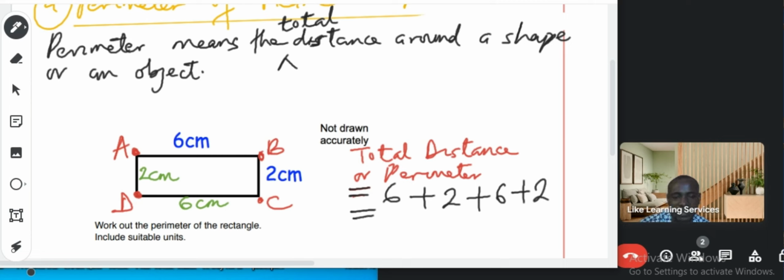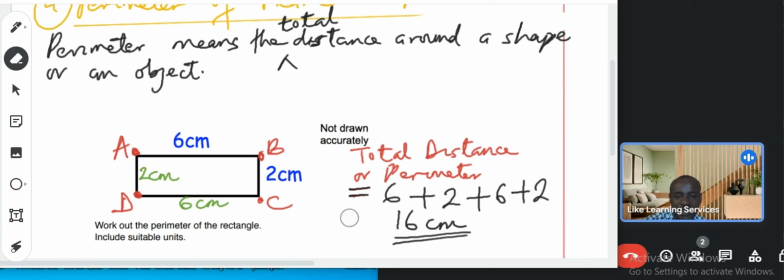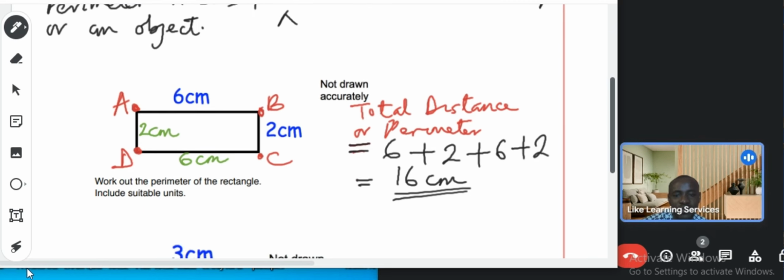So everything will now be what? Remember, you walk from A to B 6, B to C 2, C to D 6, and D to A 2. So the final answer is what? 16 centimeters. 6 plus 6 is 12, plus 2 is 14, plus 2, good, 16 centimeters is the answer. Yes. So 16 centimeters is the answer. That's correct. Yes. There's another way you could do this.